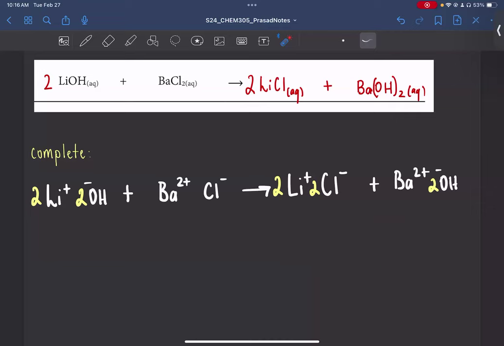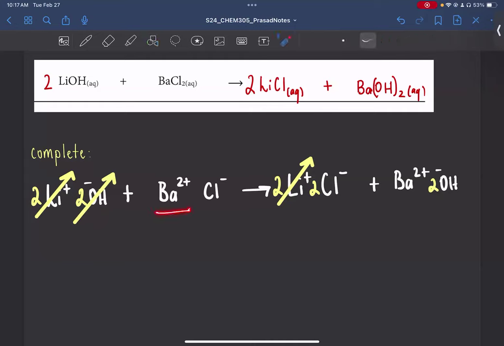Okay. We do not need state symbols because by separating the species, that is a direct implication. So now we can go through and eliminate. Starting with lithium, we start with lithium charged aqueous. We end up with lithium charged aqueous. Eliminated. OH, we started off charged aqueous. We end up charged aqueous. Eliminate.